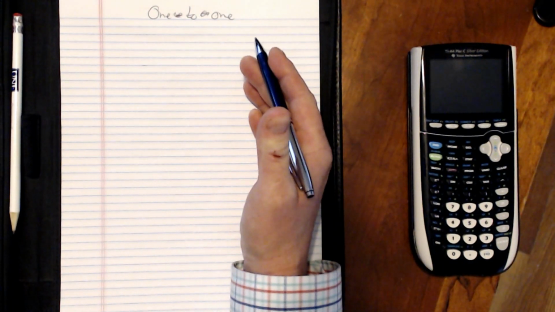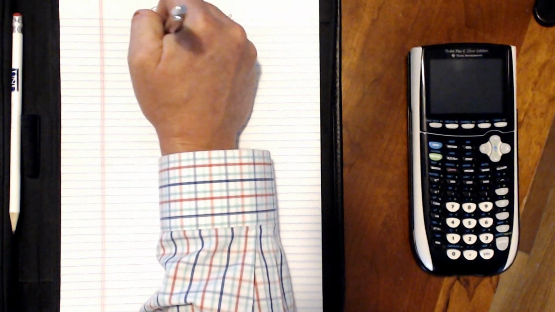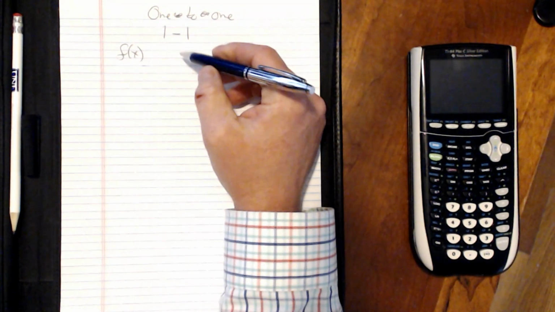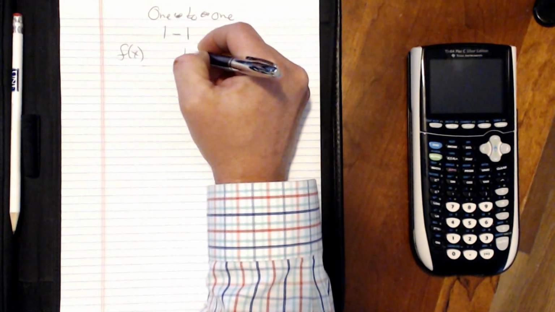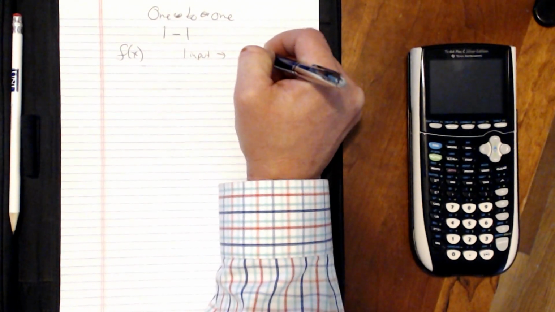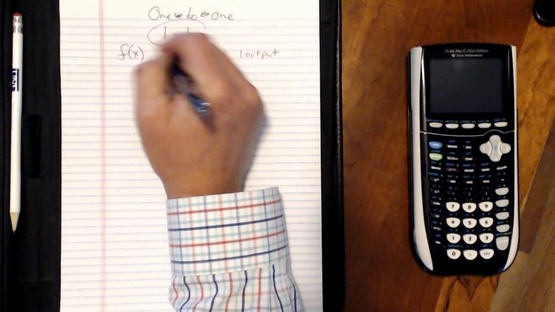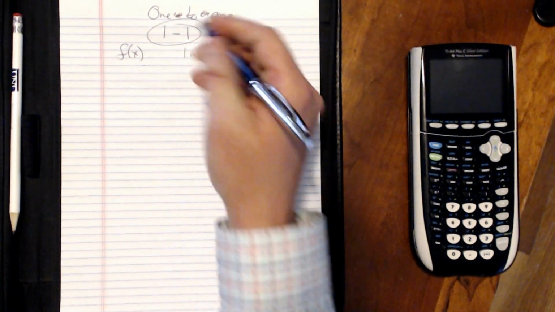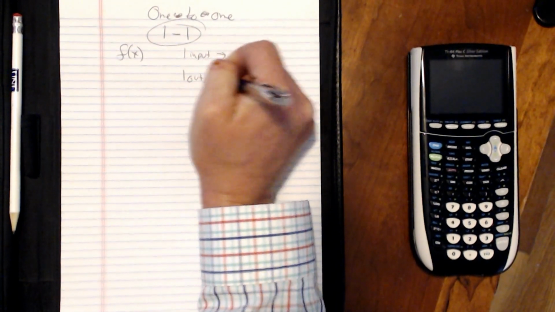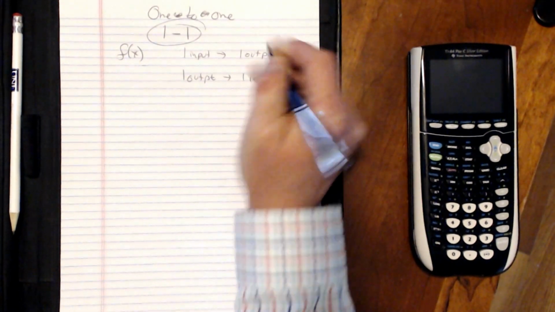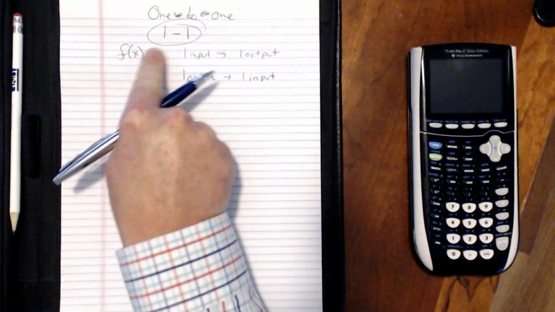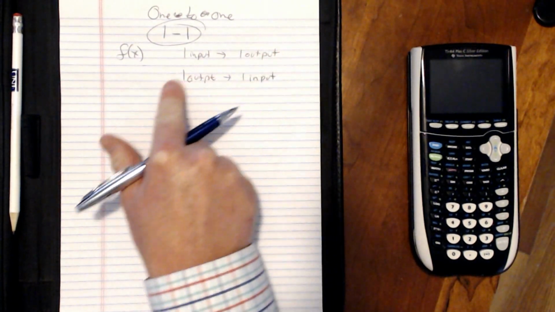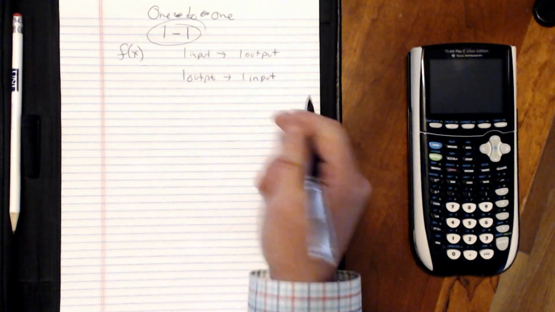Let's talk about what it means to be one-to-one. We know that for functions, for every input, there's one output. For a function that is one-to-one, it works both ways. For every input, there's one output, and for every one output, there is one input. So that's what it means to be one-to-one: there's a one-to-one correspondence for every element in the range corresponding with every element in the domain.